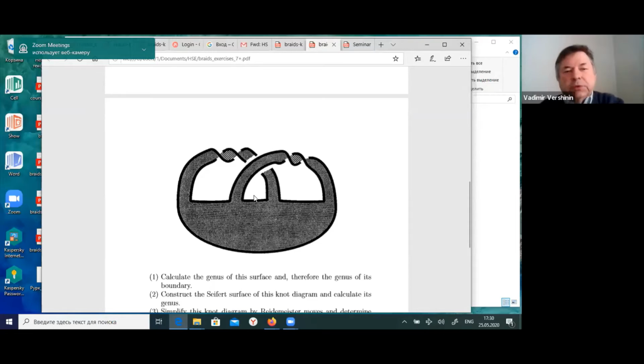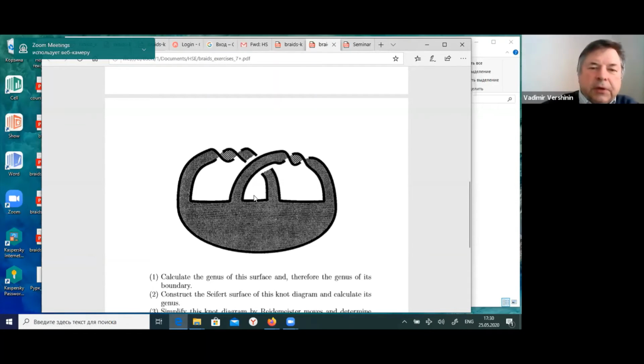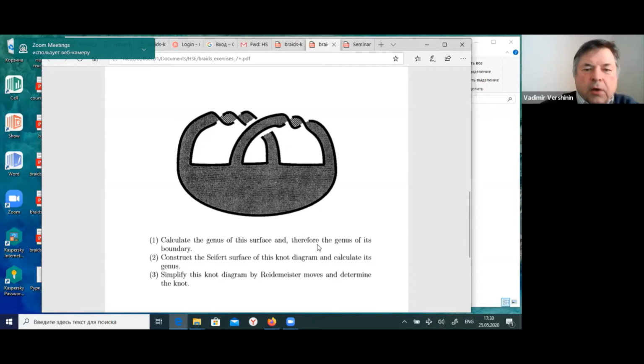Who can guess what the knot is? Just looking at the picture, and then we can try to look at Reidemeister moves. I think this is threefold. Right, so we shall look at it. This is a trefoil. Right, so now how can we construct the Seifert surface of this knot?